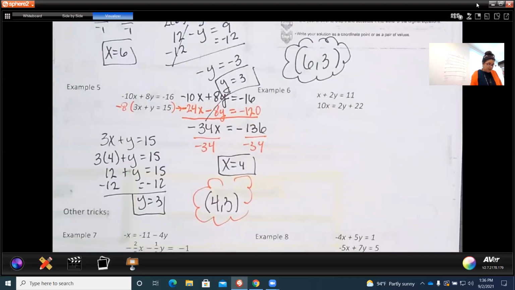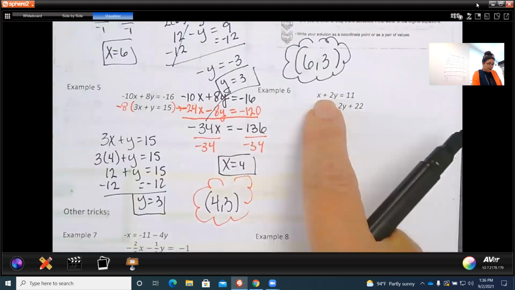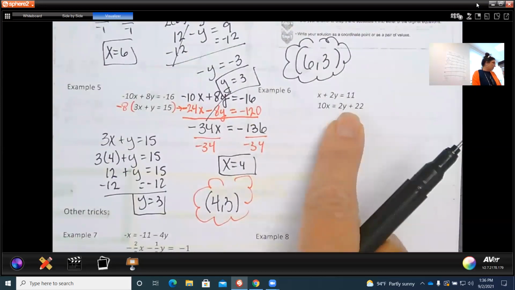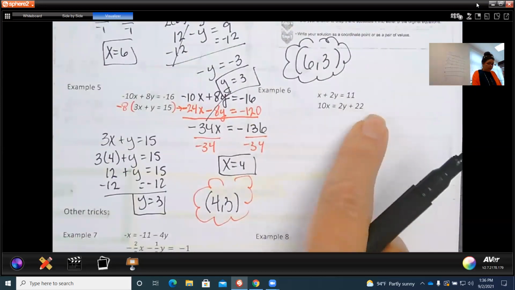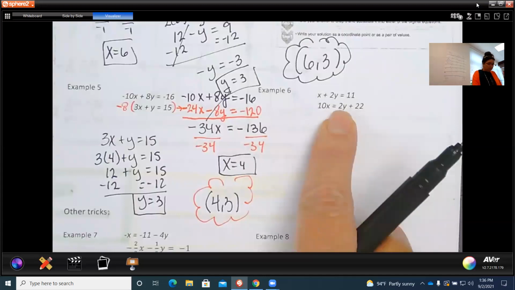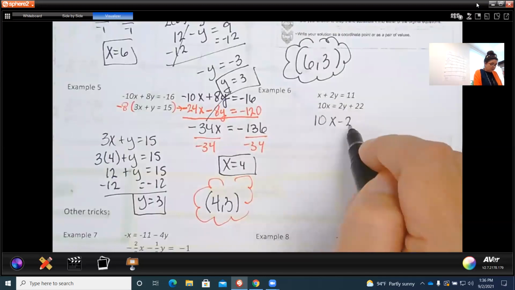Look at example 6. Does everything line up? No. This one, the X and the Y are on the left and the constant's on the right. This one, the X is on the left, but the Y is on the right and the constant's on the right. Can we rearrange this so that the X and the Y are both on the left? What would we have to do? Subtract 2Y. So wouldn't that be 10X minus 2Y equals 22?